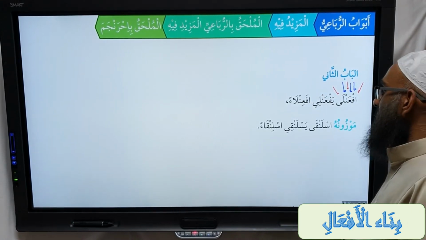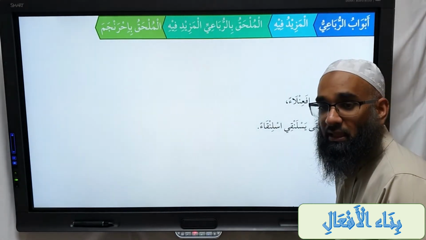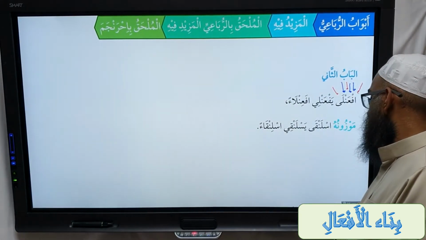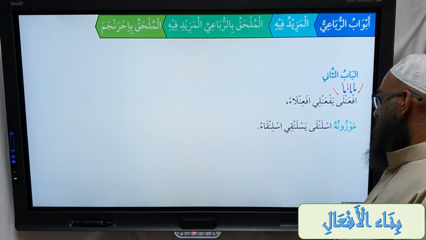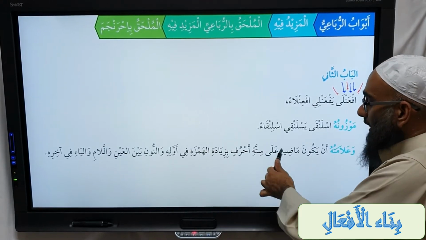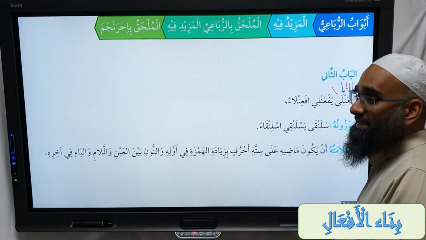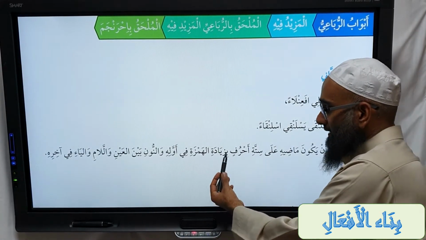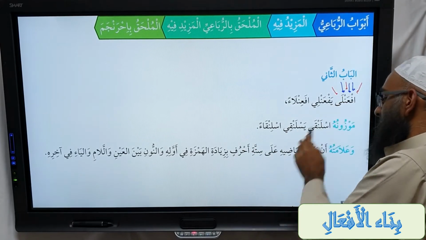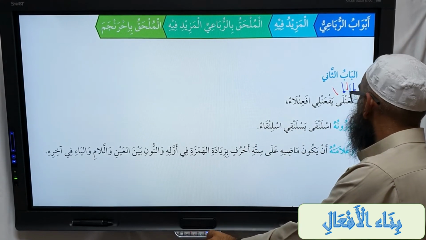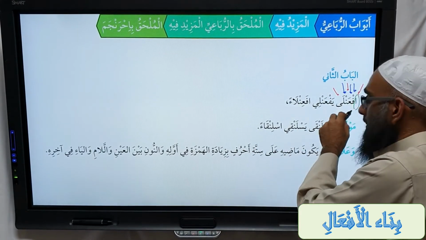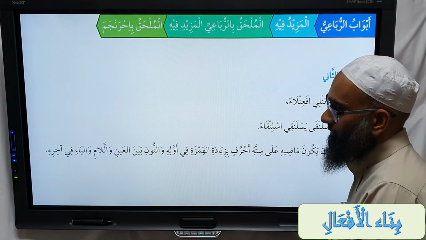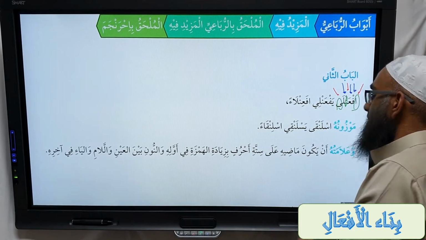موزونه إسلنقا يسلنقي إسلنقاء. And the pattern of this is what? وعلامته أن يكون ماضيه على 6 أحرف. The root has how many letters? 3. بزيادة الهمزة في أوله. You add an alif at the beginning, والنون بين العين واللام, you add a noon in here, والياء في آخره, and a ya at the end.